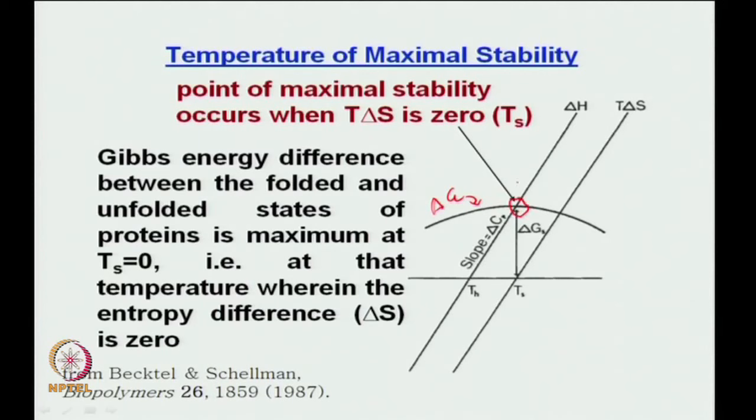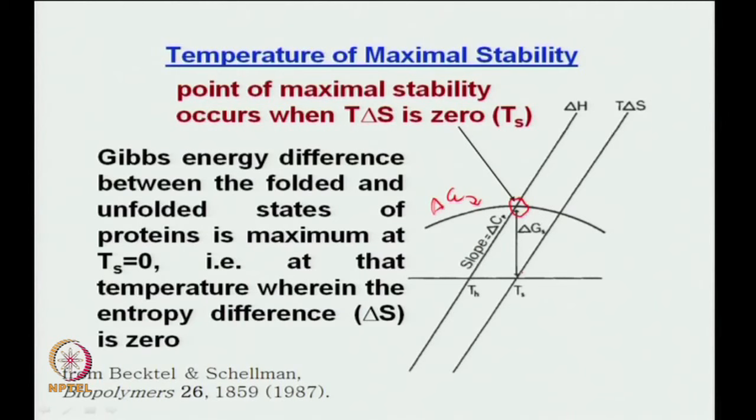Look at this point. So delta G is undergoing a maximum at this circle point, and what does this circle point correspond to? It corresponds to TS. What does this tell you? This tells you where the entropy of transfer is 0, your delta G is actually at its extremum, which in this case is a maximum.